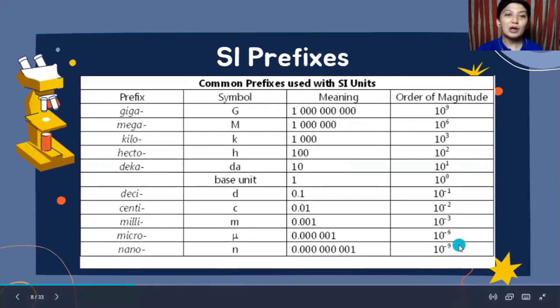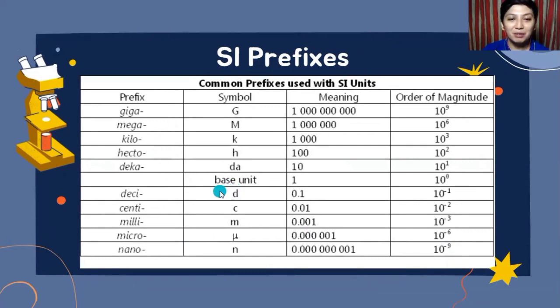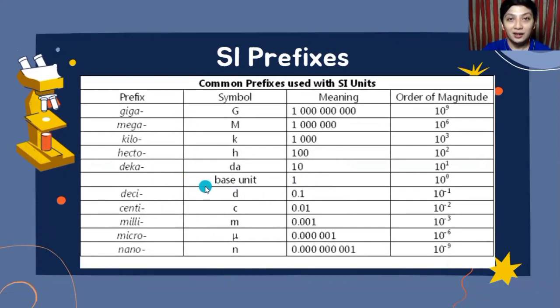And of course, these are the SI prefixes that we should be familiar with. So we have giga, mega, kilo, hecto, deca, and then we have the base unit. Then we have deci, centi, milli, micro, nano. From the base unit downward, it is decreasing. But when you go upward from the base unit, it is increasing.